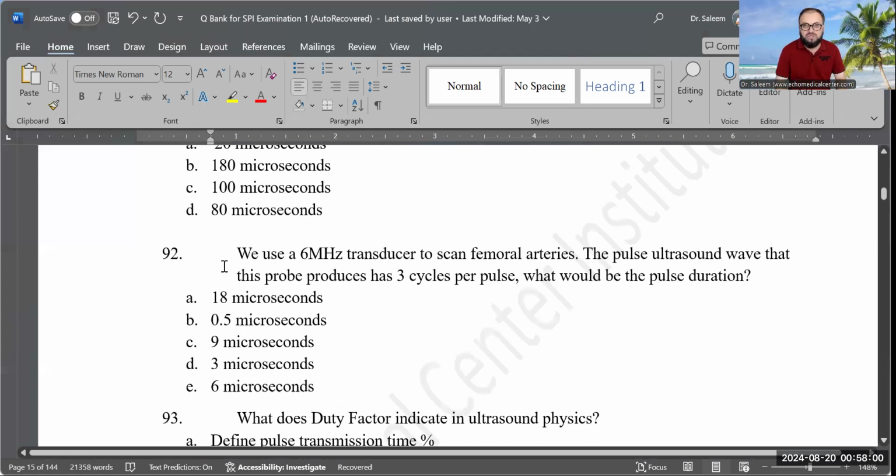We use a 6 megahertz transducer to scan a femoral artery, and the pulse ultrasound wave that this probe is producing has 3 cycles per pulse. Now, what would be the pulse duration? What do you think? The answers are 18 microseconds, 0.5 microsecond, 9 microseconds, 3 microseconds, or 6 microseconds. Which one is the correct answer?